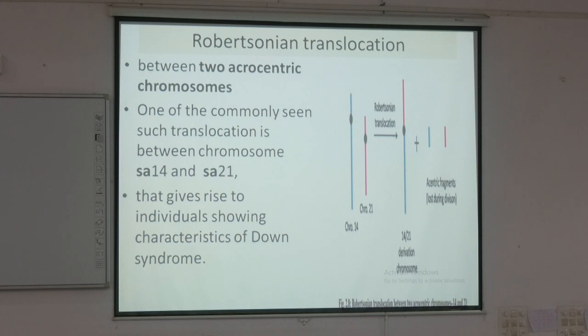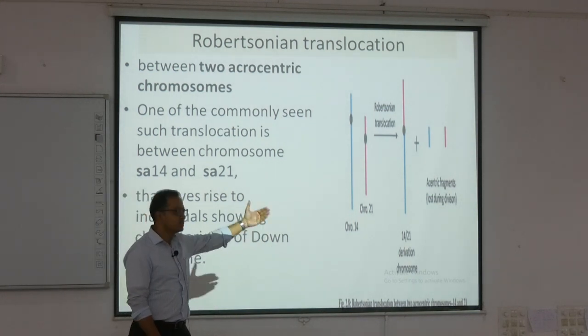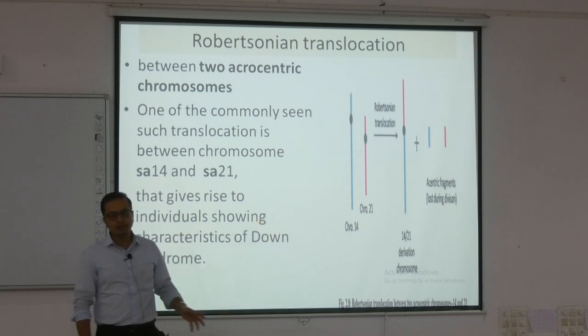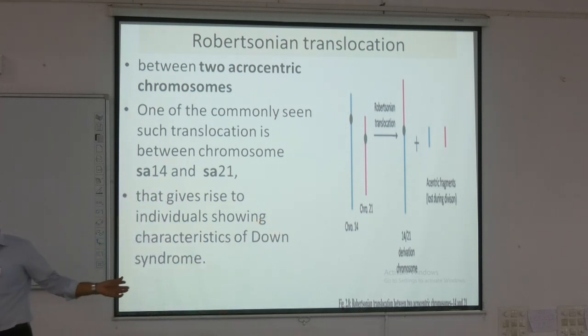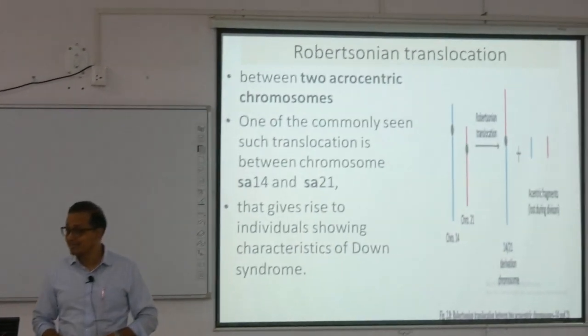So we have developed a new chromosome involving the long arms of both of these, chromosome number 21 and chromosome number 14, which is a new chromosome, 14 by 21. And then we have this loss of segment of the small arms of chromosomes 14 and 21. These pieces are out and they are separate. So this kind of chromosomal translocation, which is particularly happening between chromosomes 14 and 21, we call a Robertsonian translocation, named after the observer who described this particular disease.